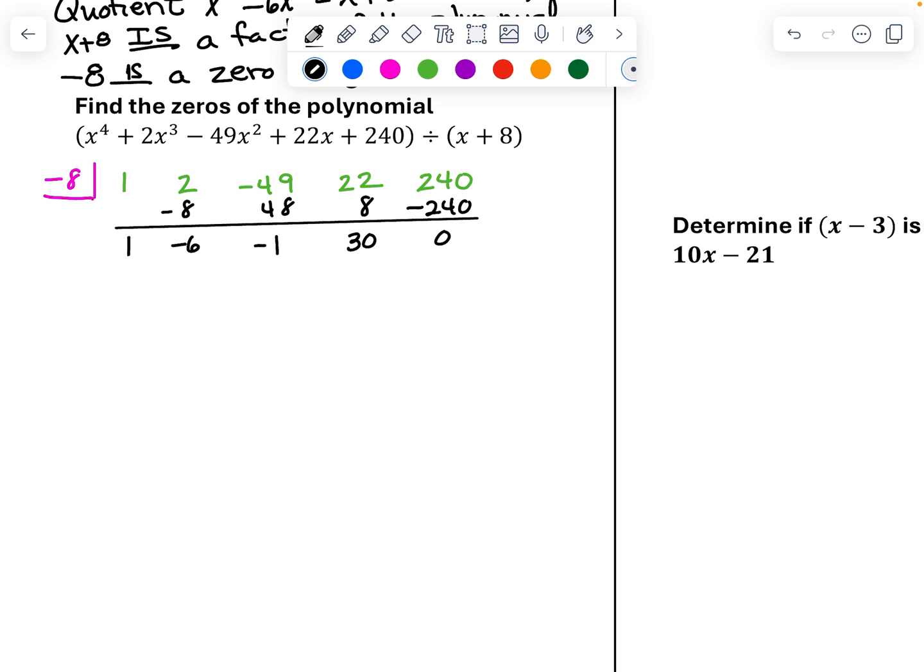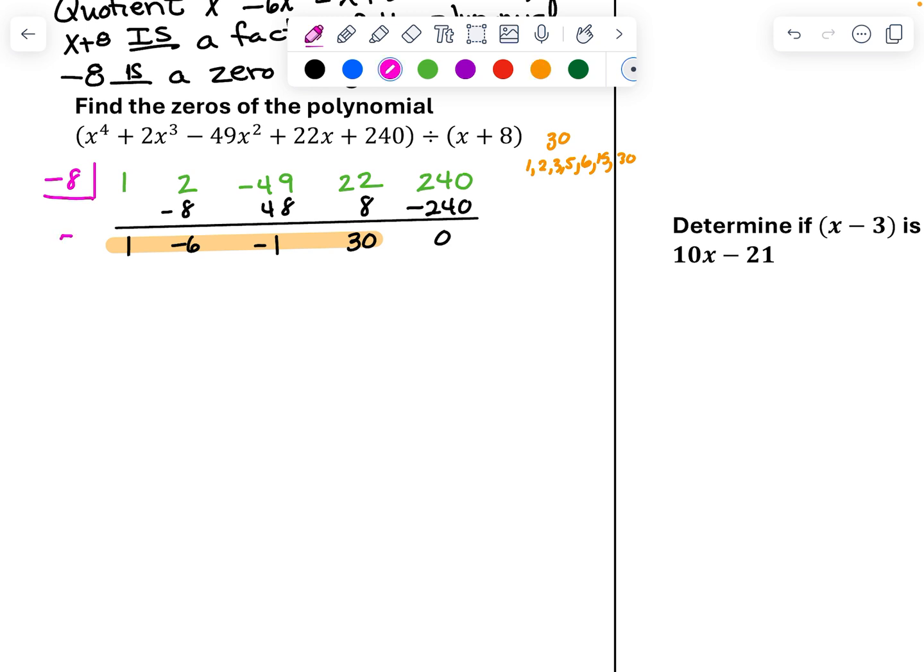Now, we're going to do it again, but now we are only going to do it with these numbers. So I'm going to think of what goes into 30. Factors of 30 are 1, 2, 3, 5, 6, 15, and 30. And of course, they're negatives. I'm going to pick 5 because I just want to.